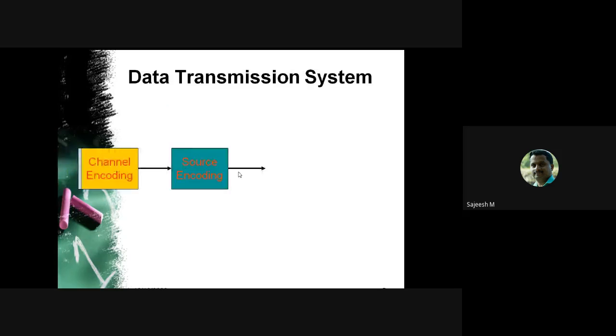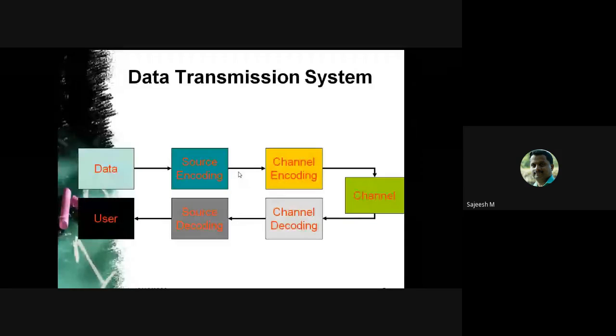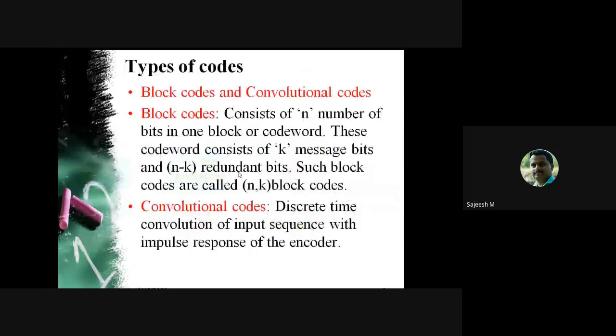We have already studied this particular block diagram. Source encoder and channel encoder are part of the data transmission system. The output of the source encoding is given to a channel encoding. Next we are going to study different channel coding mechanisms. Initially we can discuss different types of codes. First of all, we can classify them into block codes and convolutional codes.